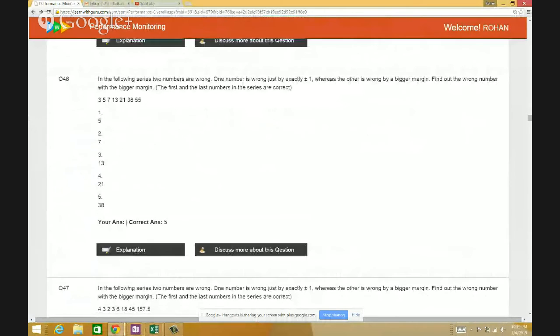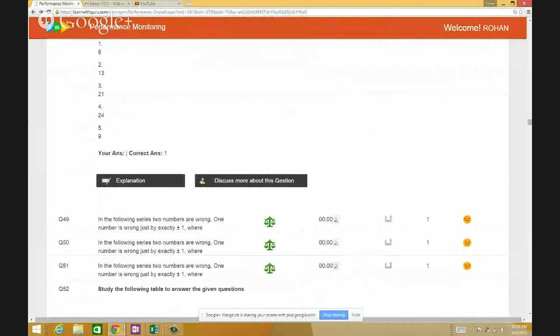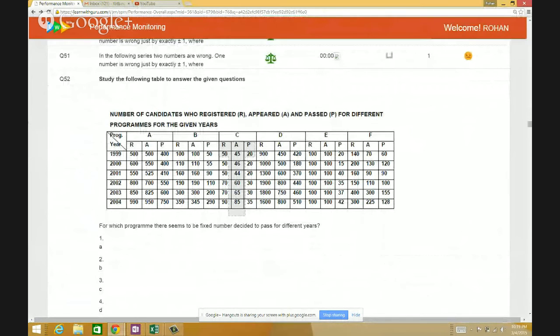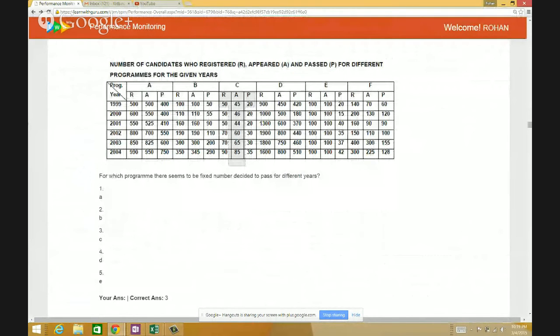Now the questions that we've left. For example, DI again. See, DI again. For which program? Now this is like the number of candidates registered, where A is appeared and P is passed. This kind of table is very easy. Okay, don't worry about it. You just need to know addition a little bit here and there.